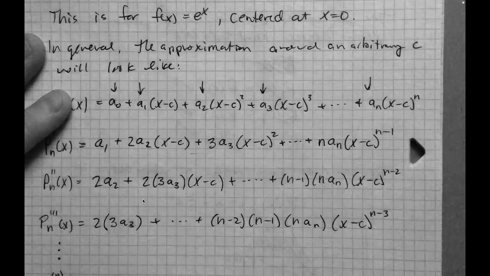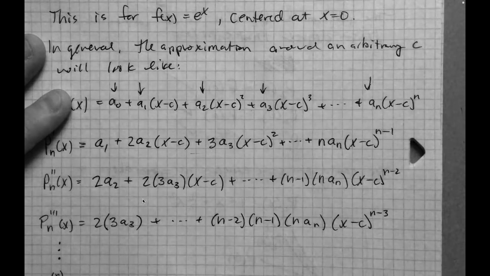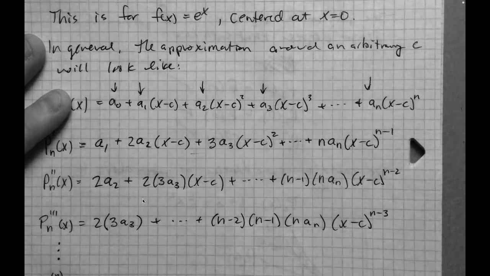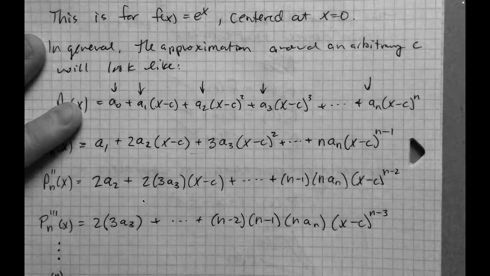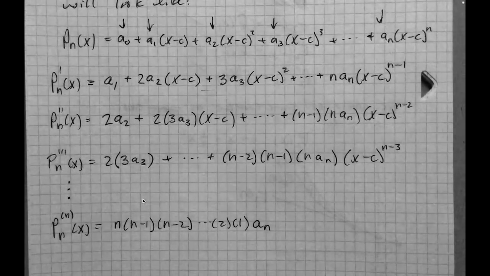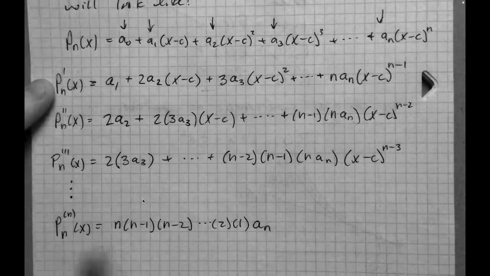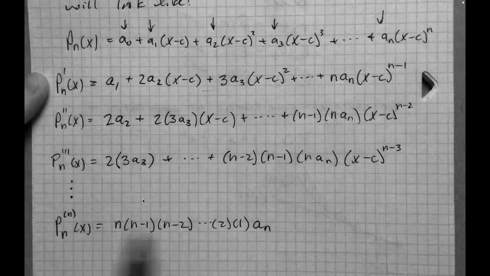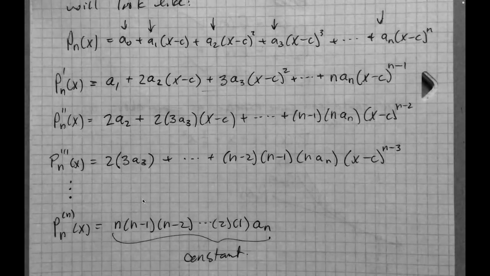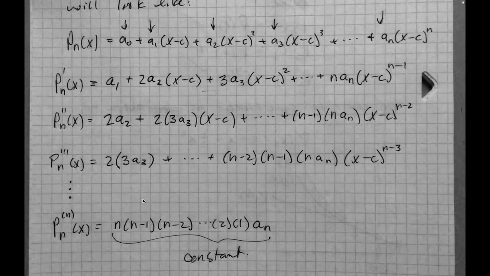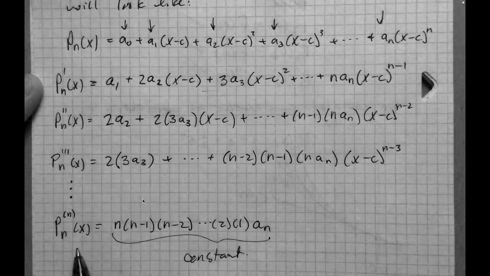And what does the nth derivative of p of n look like? Well, I'm going to flip all of these, so we'll write it like this: n times n minus 1 times n minus 2, and how far out does it go? Well, times 2 times 1, times a of n. So it looks like that. And so the nth derivative of an nth degree polynomial is a constant. So this is just a constant. Okay, so this is the structure that the derivatives all have.